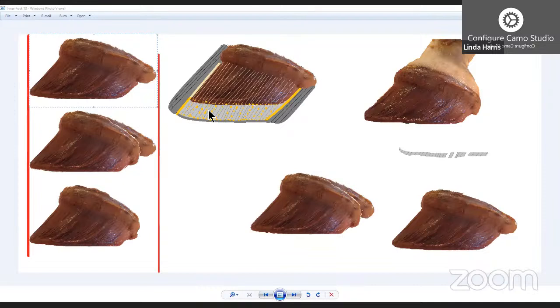I think I found some pictures I could show you that are similar to your horse. Let me see. Okay. Just a second here. Okay, new share.